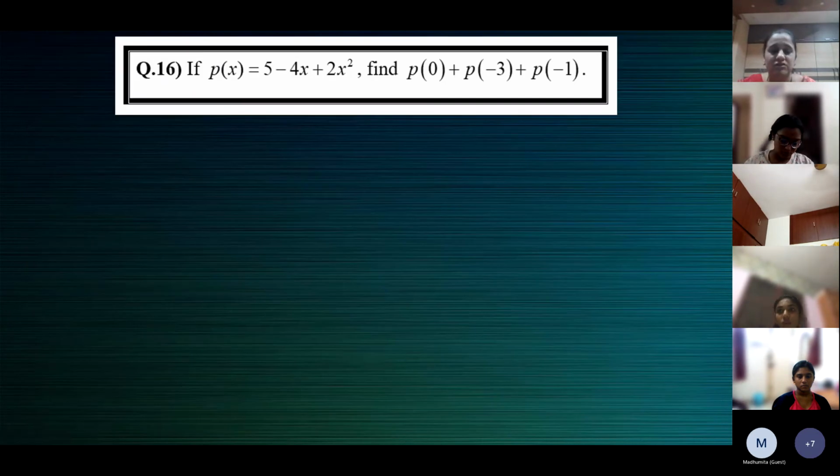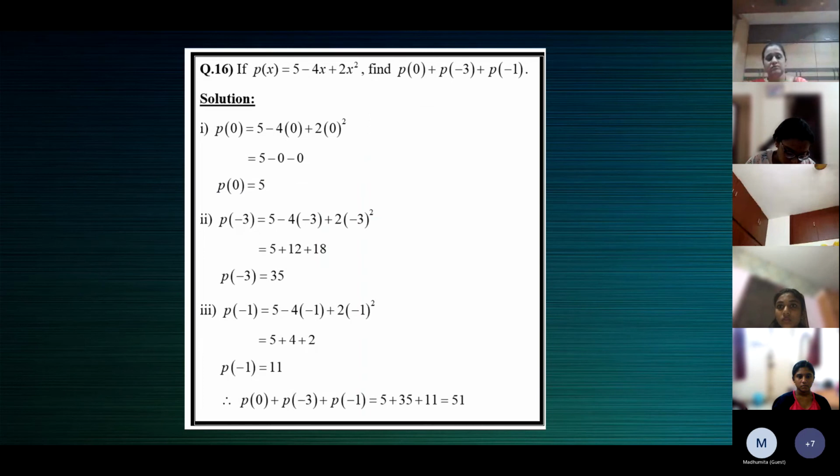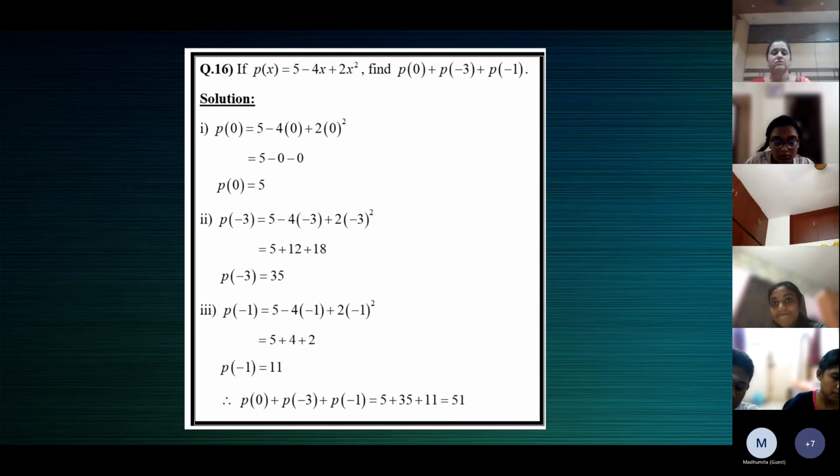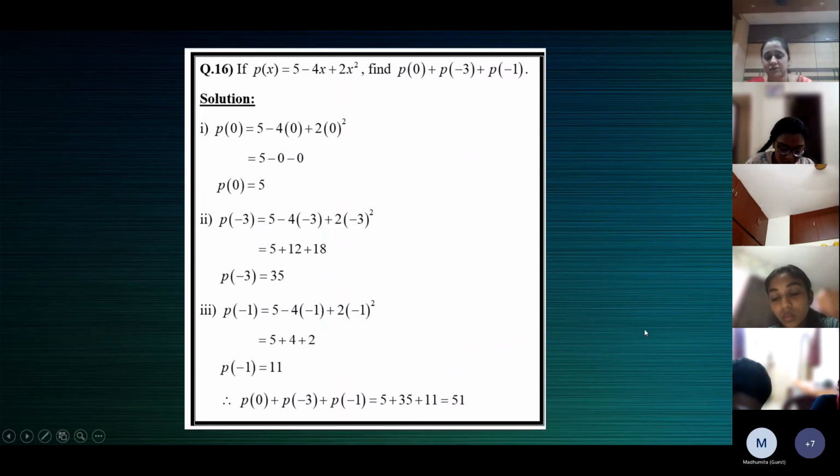Yes, this is easy, children. Finish it fast. I was about to say take a screenshot. No, don't do that. Please complete this. I'll just come back, children. Please complete this one.